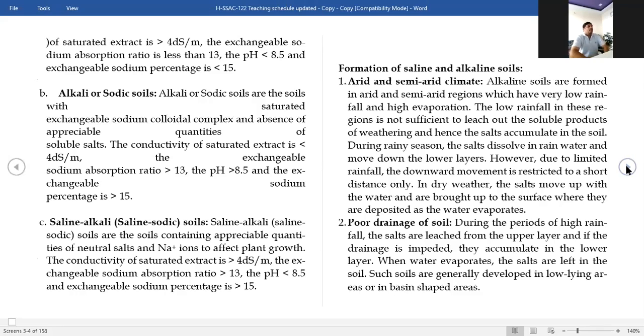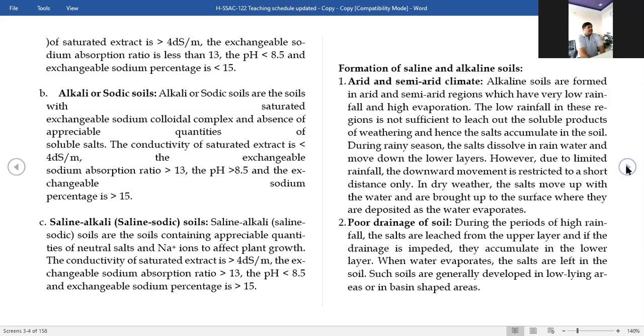What is saline soil? It contains an electrical conductivity of greater than 4 decisiemens per meter, exchangeable sodium adsorption ratio less than 13, exchangeable sodium percentage less than 15, and pH of soil also less than 8.5 at 25 degrees centigrade. This is characterized as saline soil.